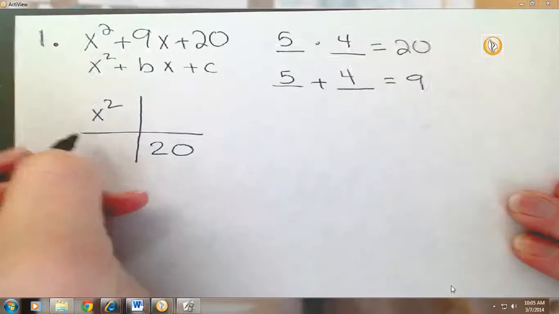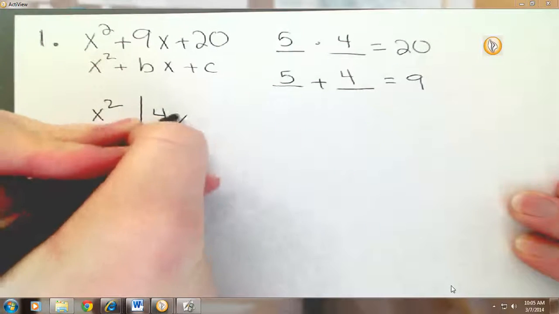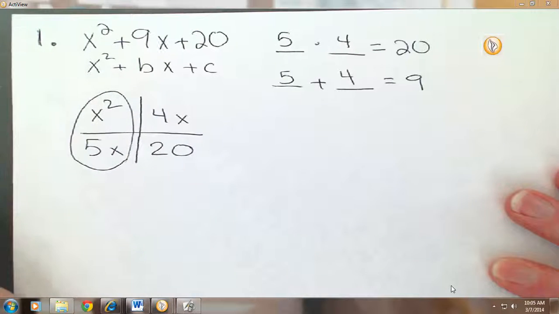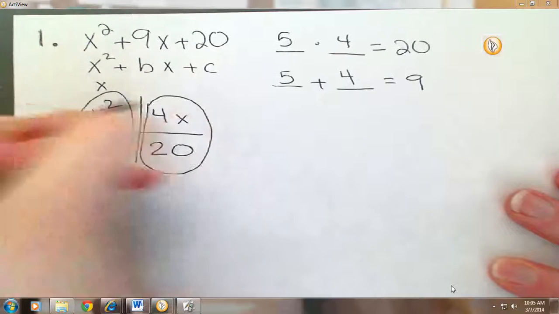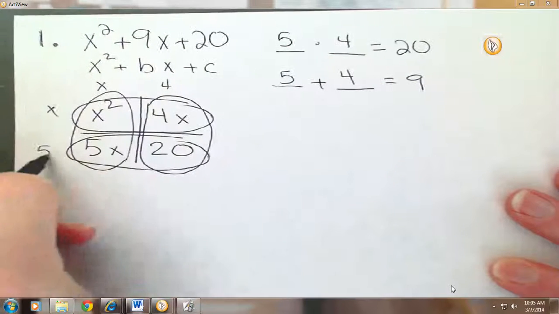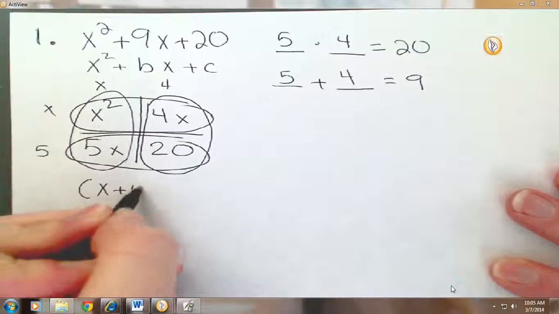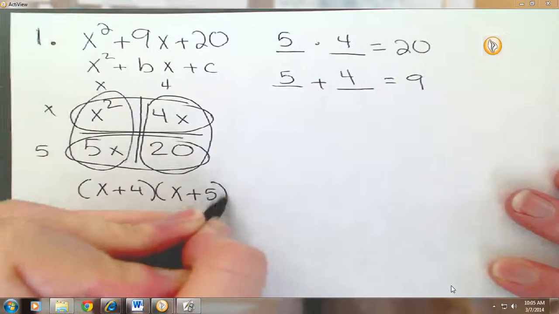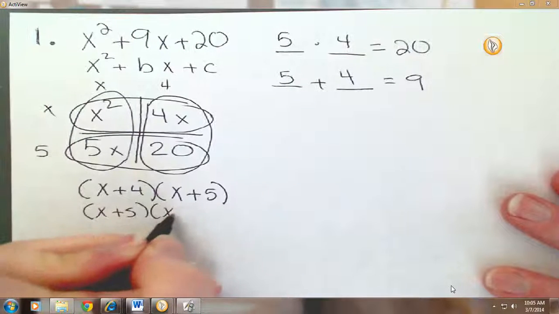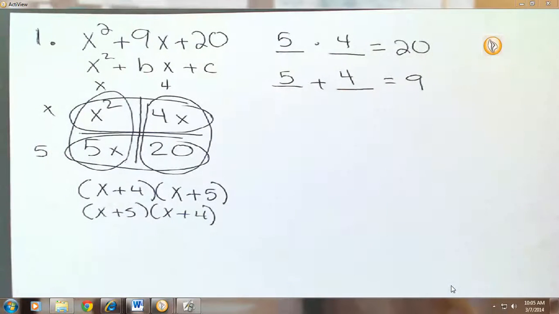Let's go ahead and put this into our table, or our box. We have 5x and we have 4x. And then let's factor. In our first column, what's our greatest common factor? X. In the second column? 4. What about the first row? Second row? 5. So our factored form would be x plus 4, x plus 5. Now remember, we could have flip-flopped this, of course, and said x plus 5, x plus 4. Do we need to solve in this problem? How do we know when to solve? With an equal sign, or maybe it'll tell you to solve. Okay, so this problem is just this.